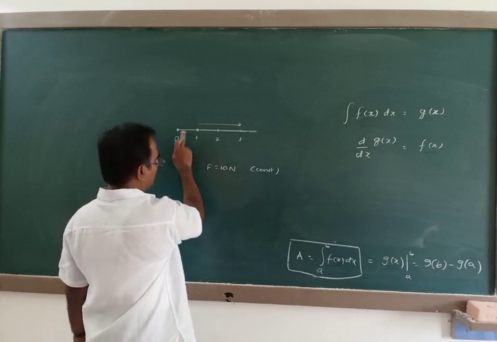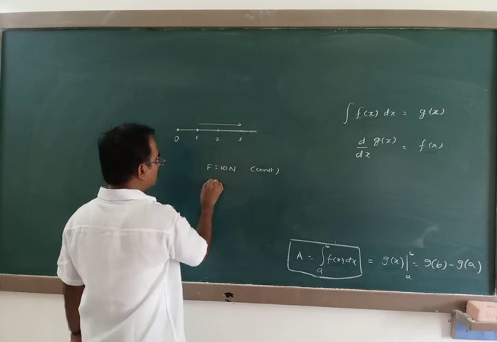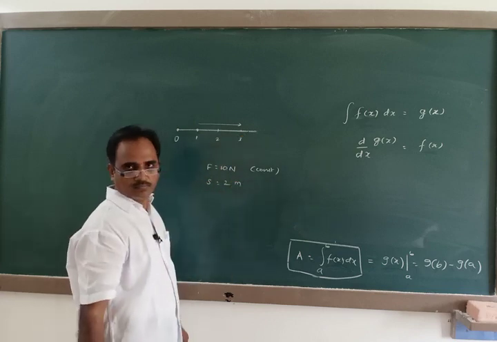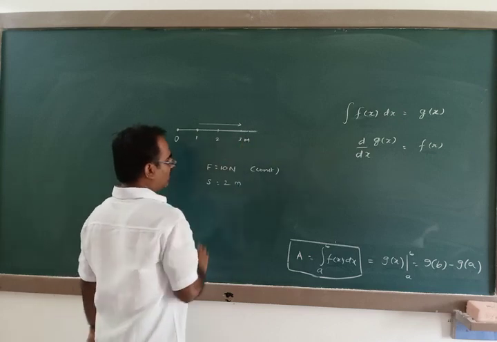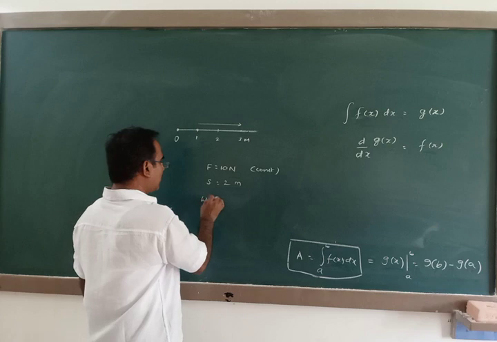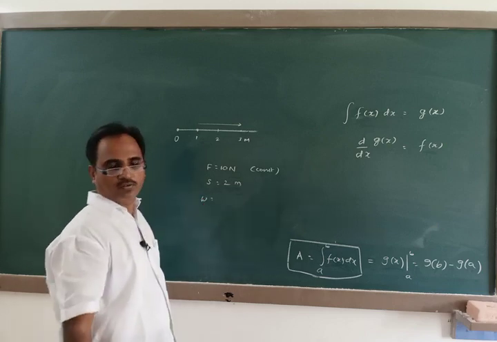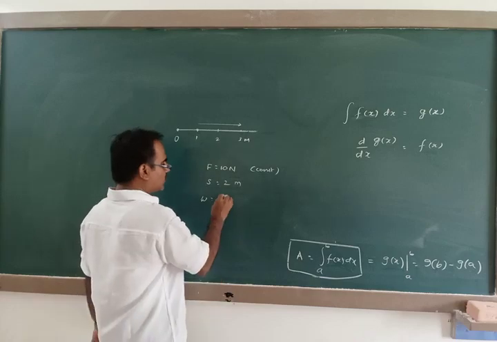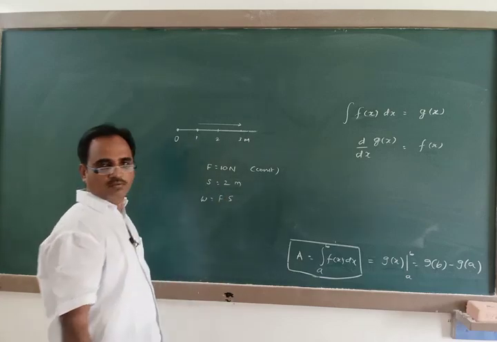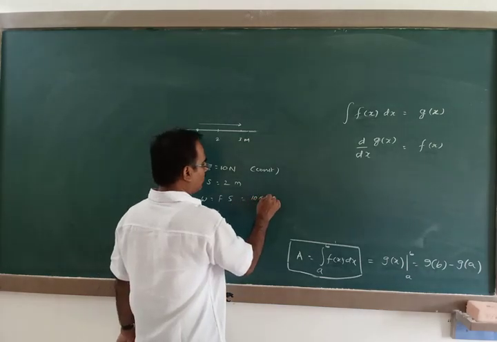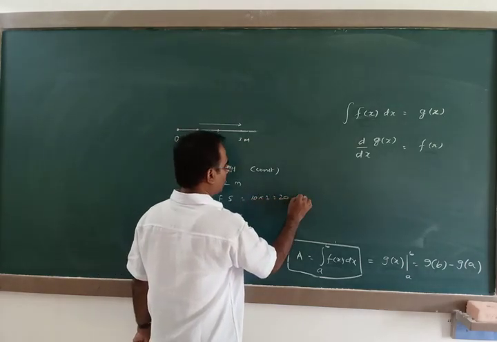From here to here it is 1 unit and from here to here it is 3 units. So, displacement is 2 units, say 2 meter. If I consider this as meter, so displacement is 2 meter. So, what is the work done by the force? Work done by the force is nothing but force into displacement. That means 10 into 2, which is equal to 20 joule.